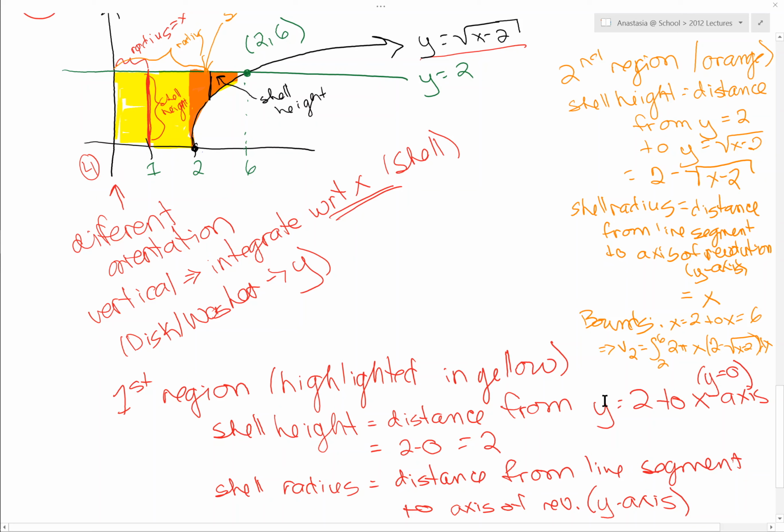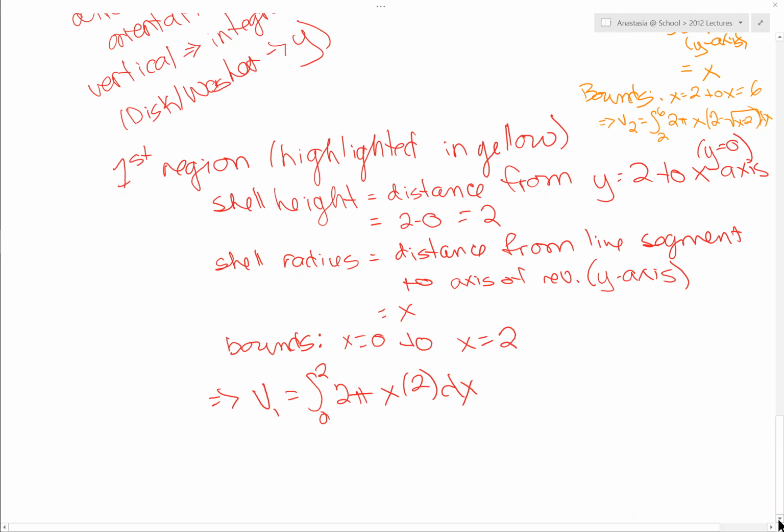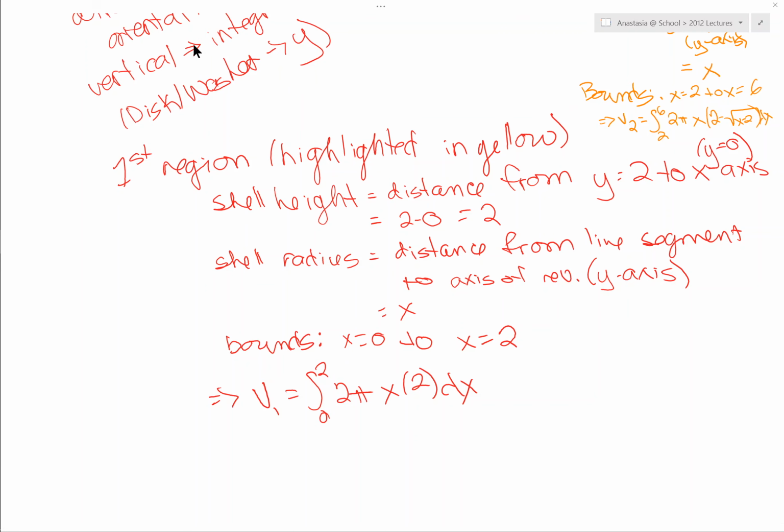So we have integrals to give the volume for the two separate regions, but we want the whole thing. So that means then that we are going to add together. So for our total volume, V is going to be V1 plus V2.